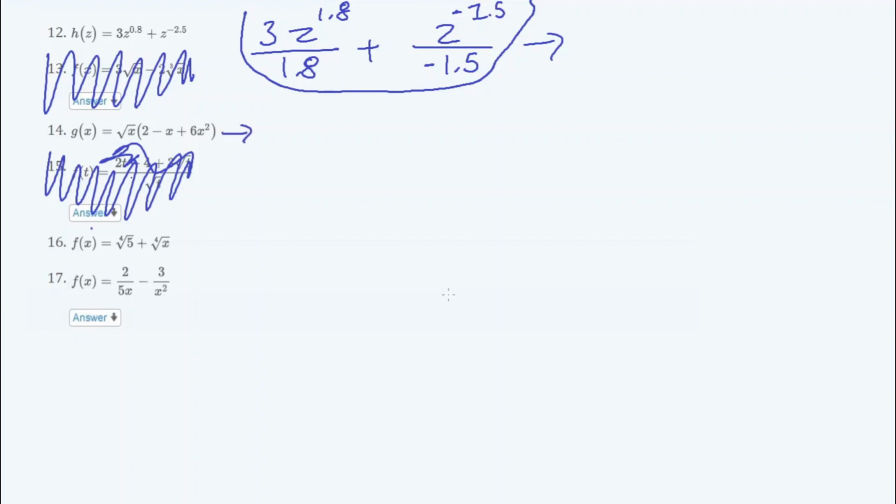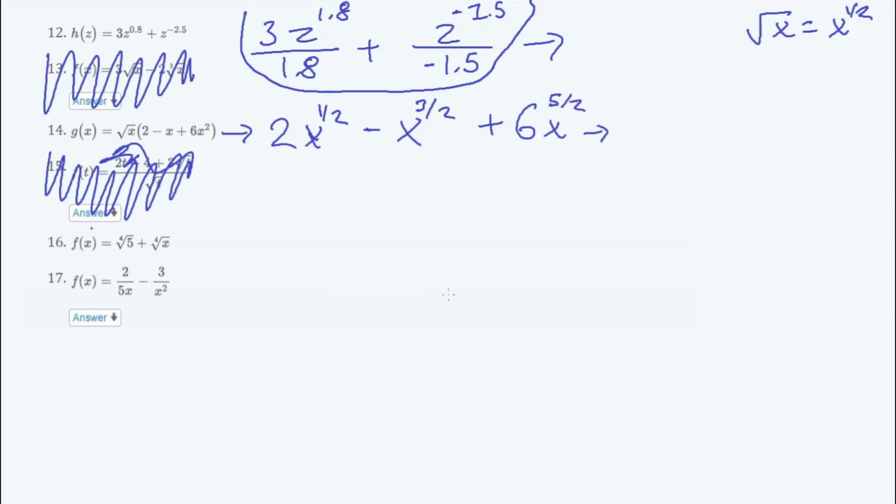And now number 14, what we're going to do is multiply it out first before we find the antiderivative, and we're going to put the exponents in terms of fractions. So we have 2 times radical x, and radical x we can write as x to the 1/2 power. That's a good way to rewrite it. So we have 2x to the 1/2 power minus x to the 3/2 power, because it's x to the 1 power times x to the 1/2 power, and when you multiply them together, you add the exponents, and then plus 6x to the 5/2 power.